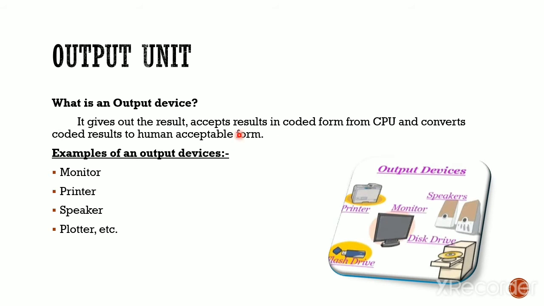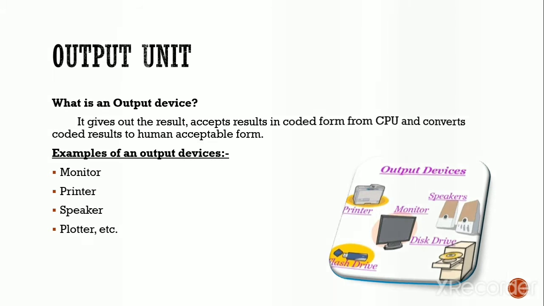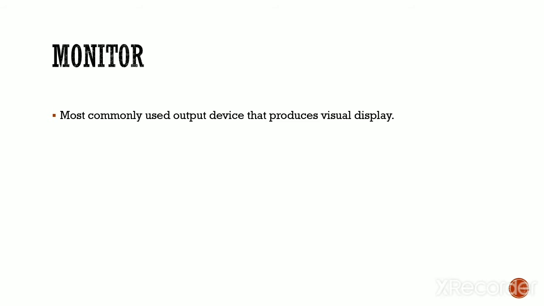And these are all the things that you are going to see. We'll leave out disk drive and flash drives, and see all the remaining things: plotter, and monitor. What is a monitor? It is the most commonly used output device that produces a visual display, also known as the screen of a computer.